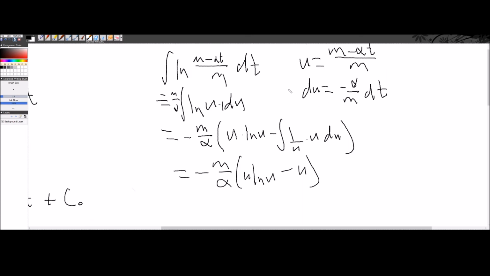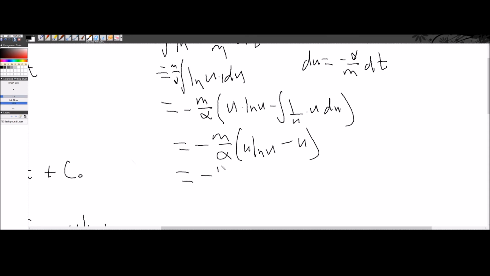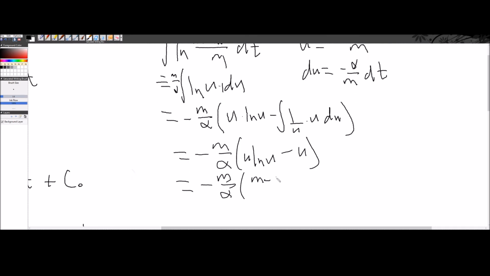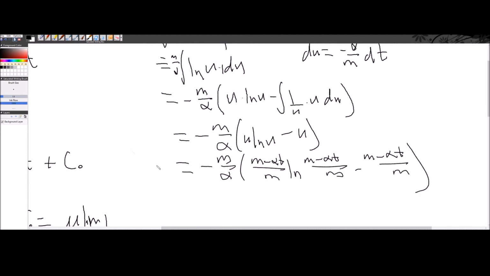Now if you want to plug everything back in, you get negative m over alpha times ((m minus alpha t) over m) ln ((m minus alpha t) over m), minus ((m minus alpha t) over m). That's your first thing solved.